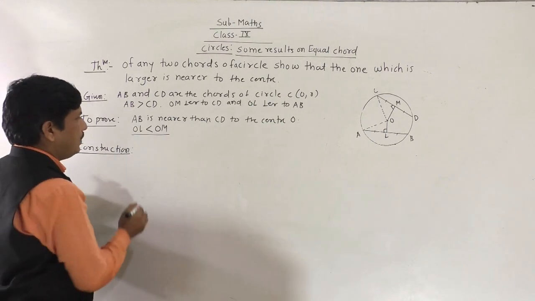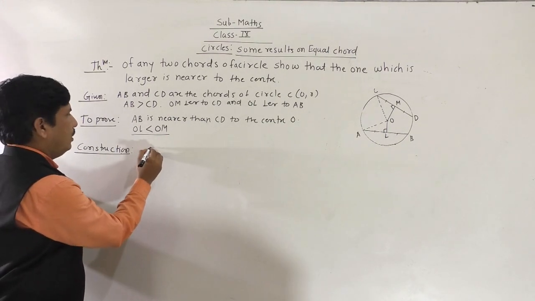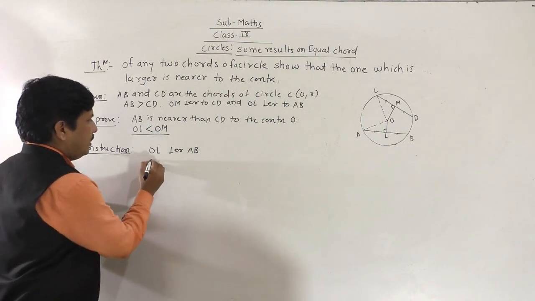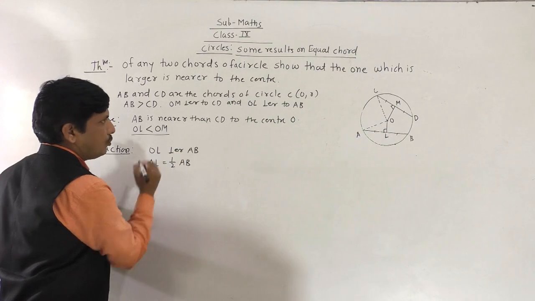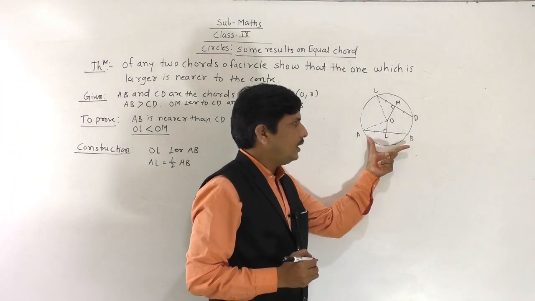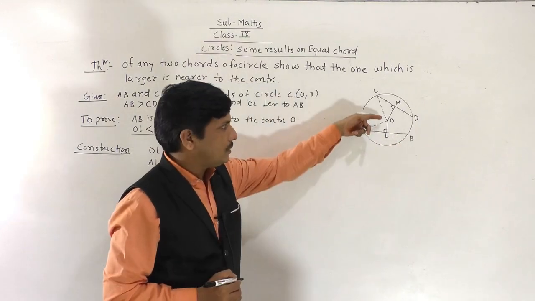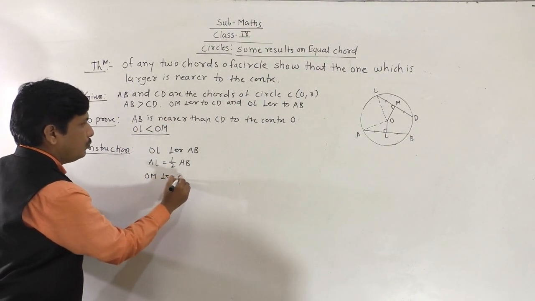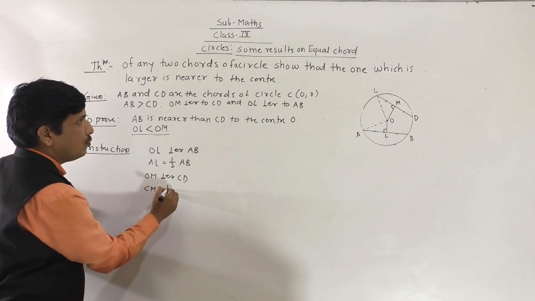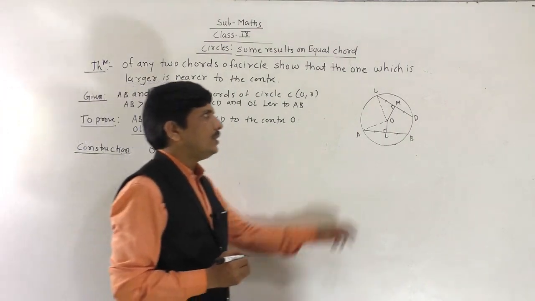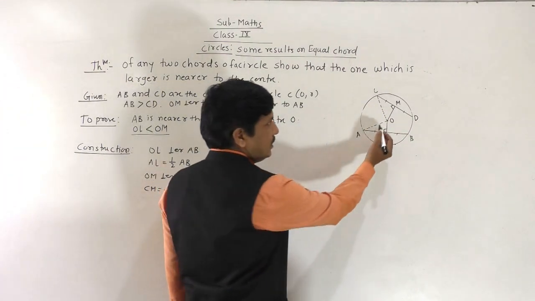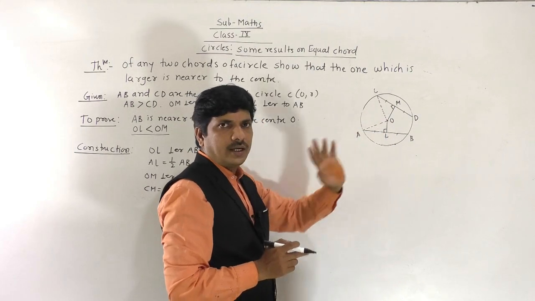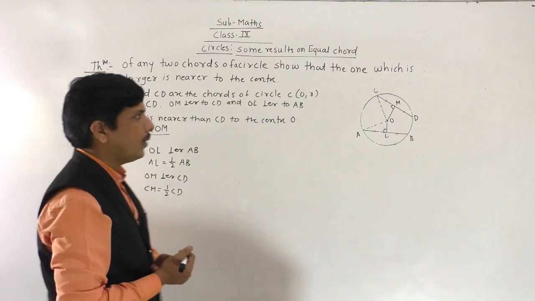So first, OL is perpendicular to AB. OL is perpendicular to AB means what? AL is equal to half of AB, because this is the perpendicular from the center. As well, OM is perpendicular to CD, so we can say CM is equal to half of CD. Now, as we know that these are perpendiculars drawn, definitely triangle ALO and triangle OMC are both right angle triangles. So here we can use the Pythagoras property, or the Pythagoras theorem is applicable here.